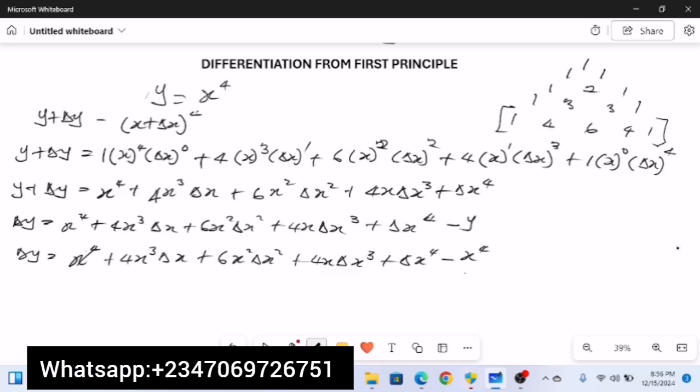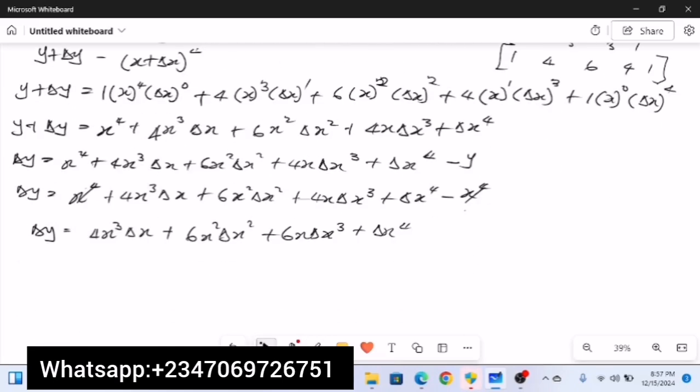So these two will easily cancel out. So if we do that, we are going to be having change in y to now be equal to 4x to the power of 3 times change in x, plus 6x squared change in x squared, plus 6x change in x to the power of 3 plus change in x to the power of 4.